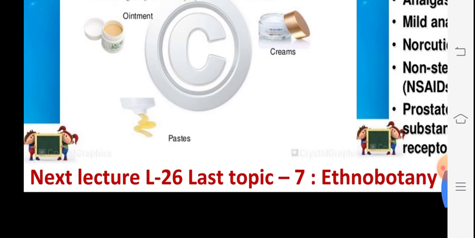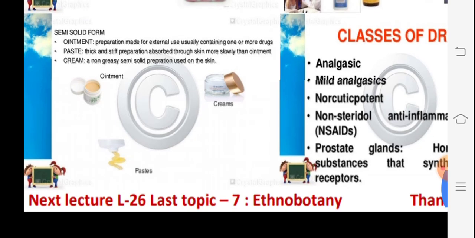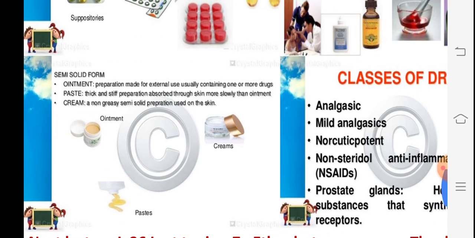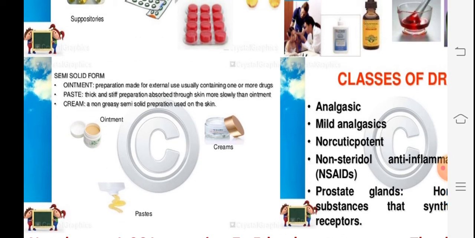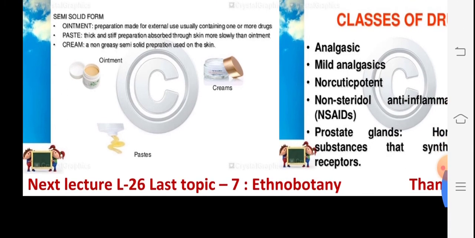The points are very simple: pharmacodynamics, then pharmacokinetics. So this is the last point of this lecture. In the next lecture we will start the last topic, number 7, ethnobotany. Okay, thanks to all.